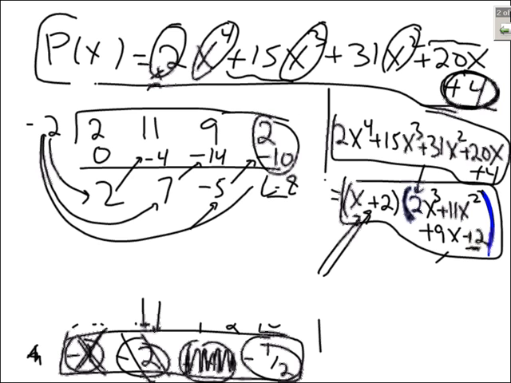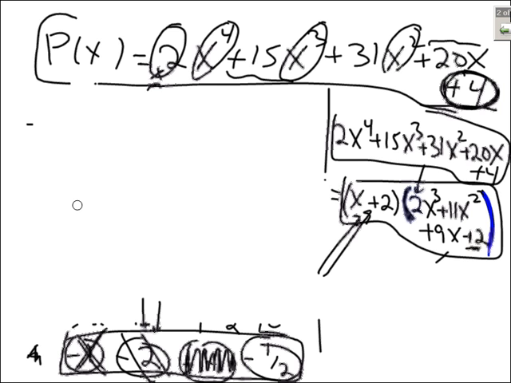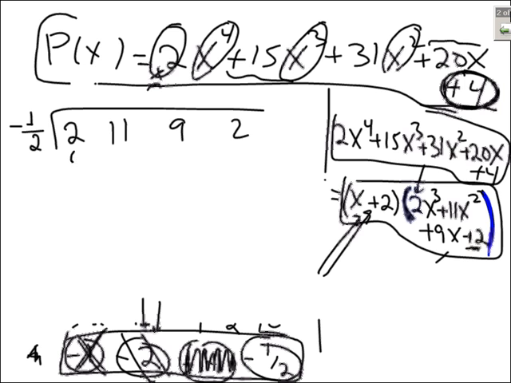Now, does -1/2 have to work? Since there is one, there's no chance that there's 3 negative zeros. Does -1/2 have to work? Maybe not. So let's try it. It will work though. -1/2. You have 2x cubed, 11x squared, positive 9x, constant is +2.